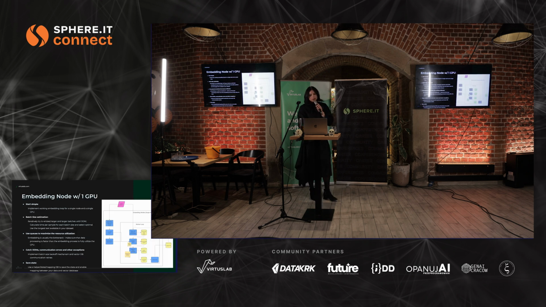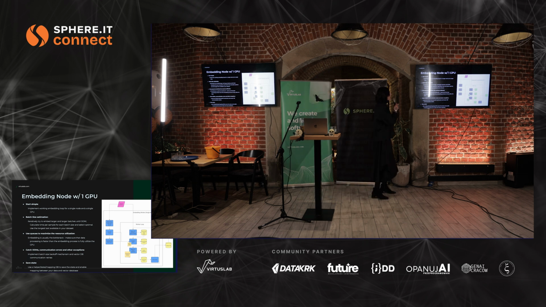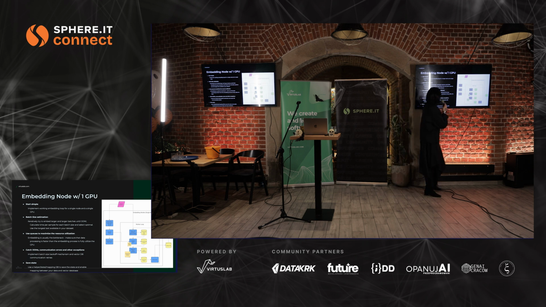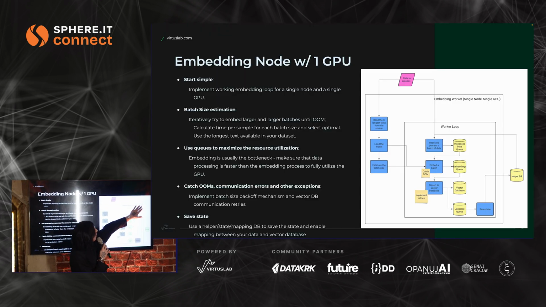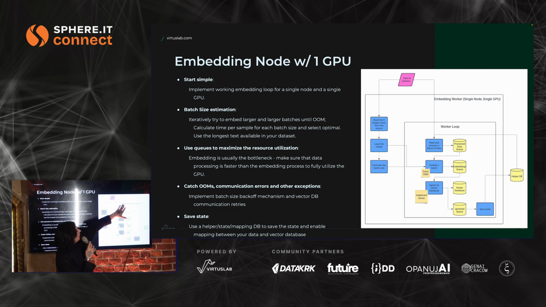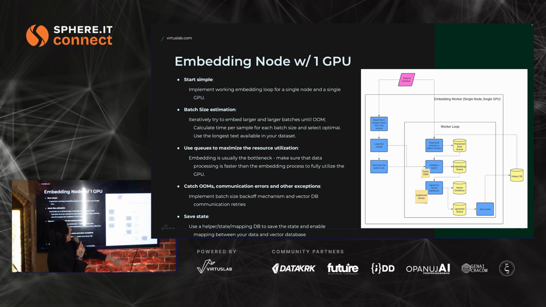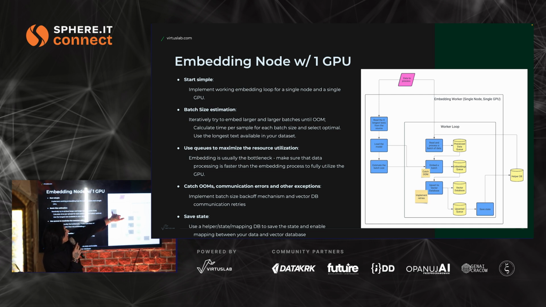Okay, so now we're going into the most interesting part, which is a generation of embeddings. So the process is to start simple and implement generation of embeddings for a single node and single GPU. So we've got our data to process. This is our embedding worker on a single node with just one GPU. And we start with reading the X longest text from the source to estimate the batch size.